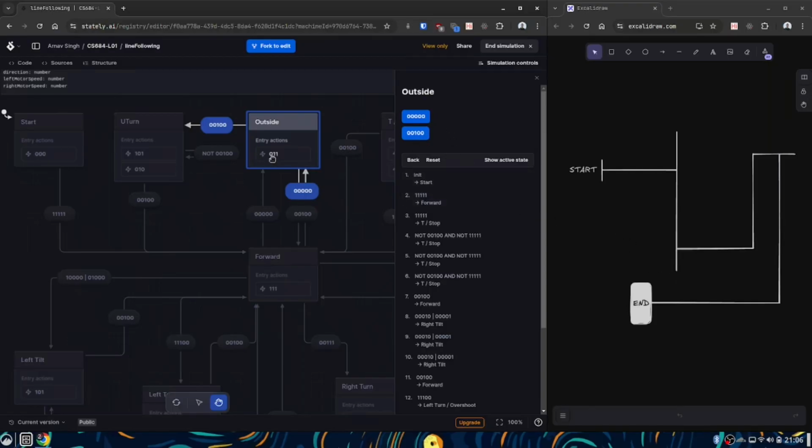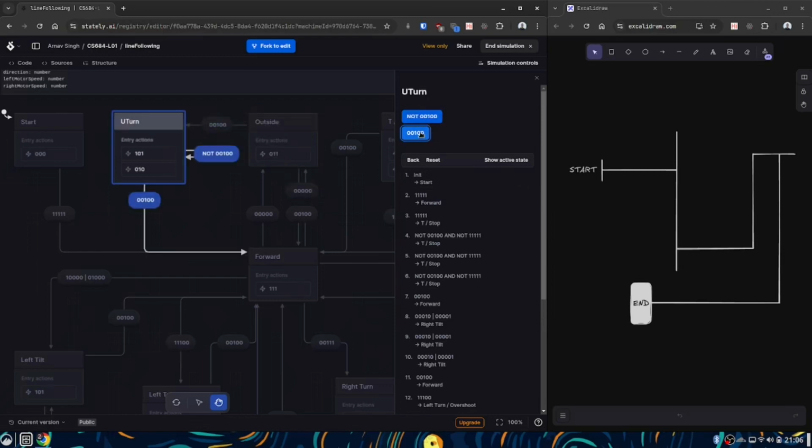Reversing back is indicated by the action 0, 1, 1, so that's reversing both motors at full power. We'll assume that we're reversing for some distance, so that's a few transitions of this, until we reach the line back, which indicates a transition of 0, 0, 1, 0, 0. And once we're here, now we'll have to turn around.